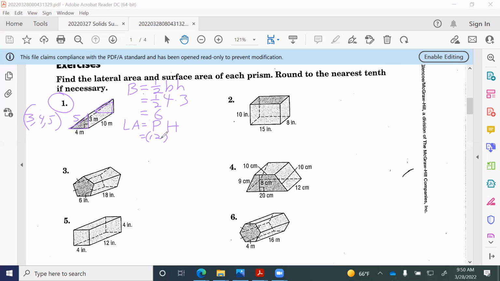Three, 4, and 5 add up to 12, right? The height. Now, this is the height of the solid. So here's one base, here's the other base. We're looking at the distance between them. Which one of those is the height of the solid?